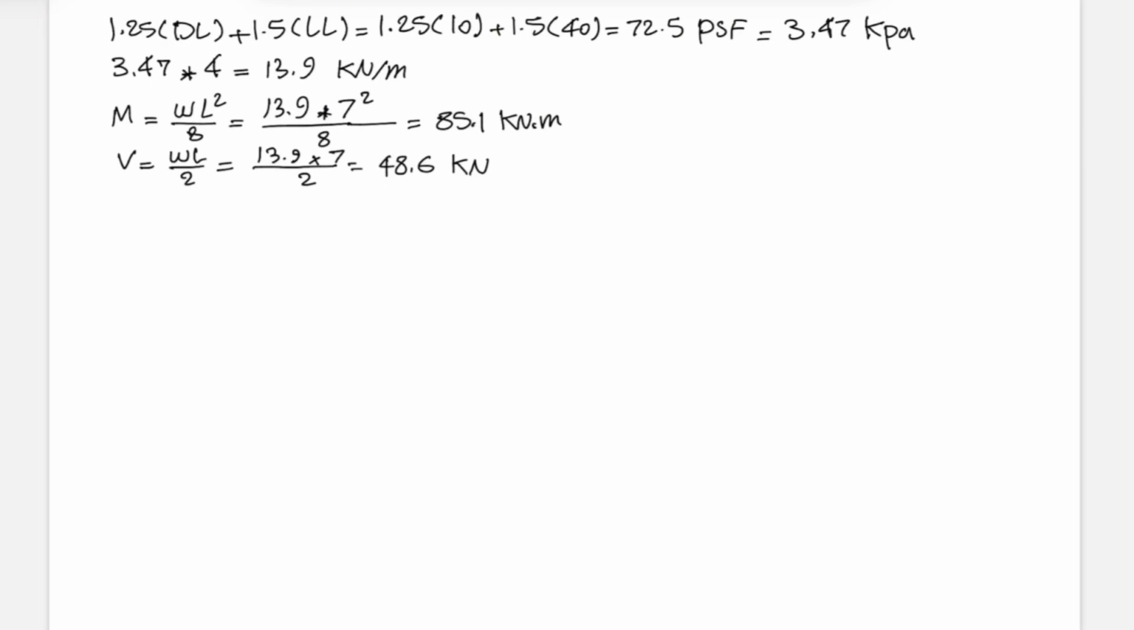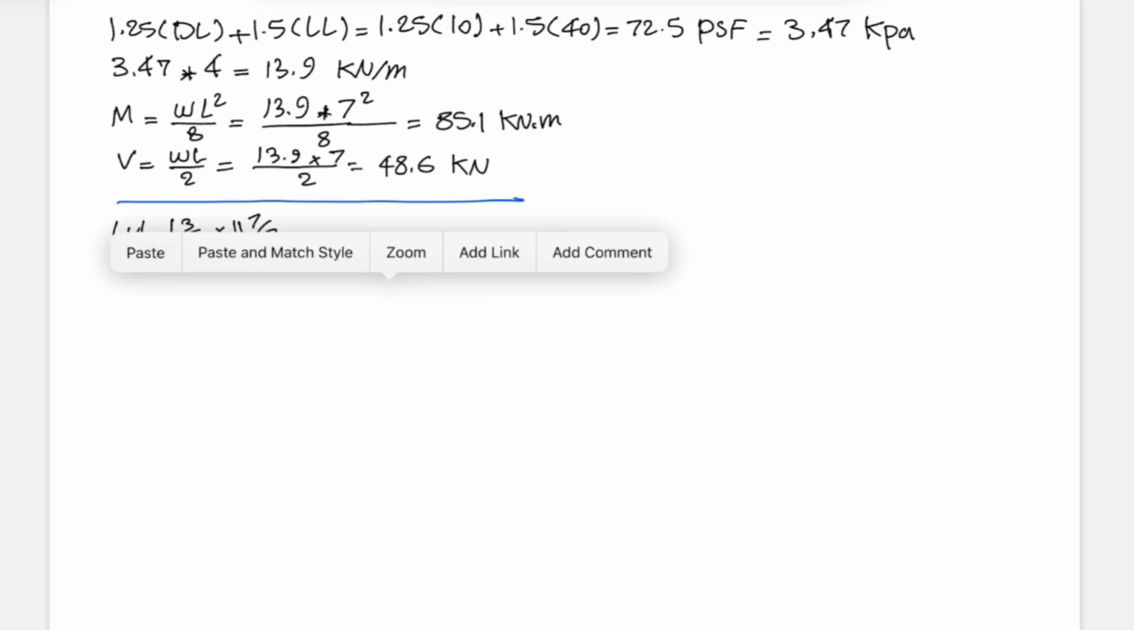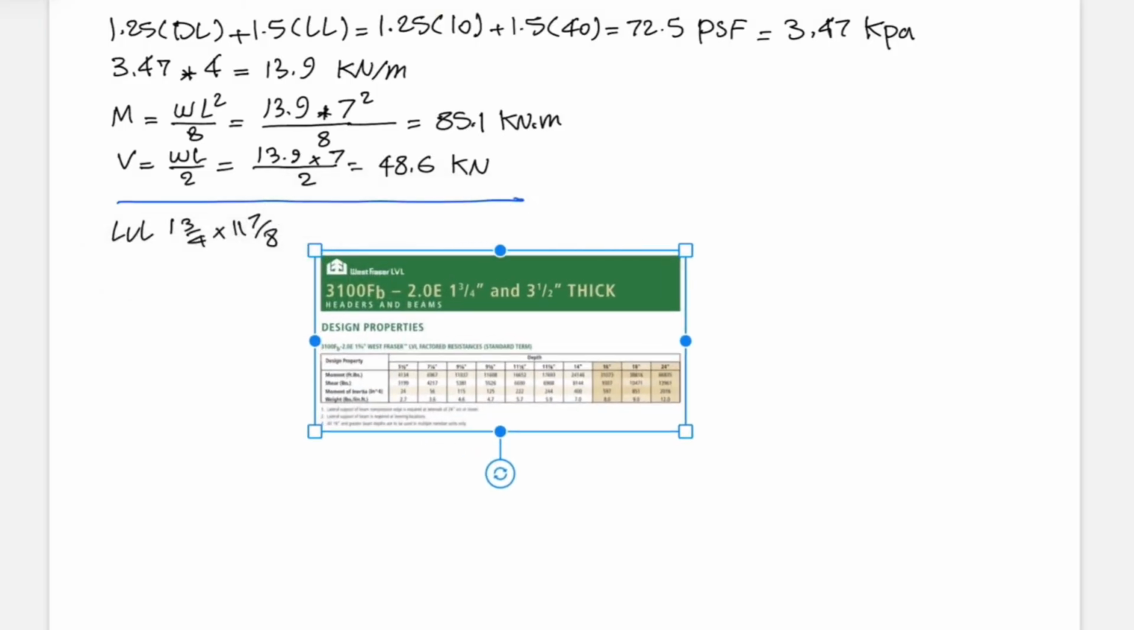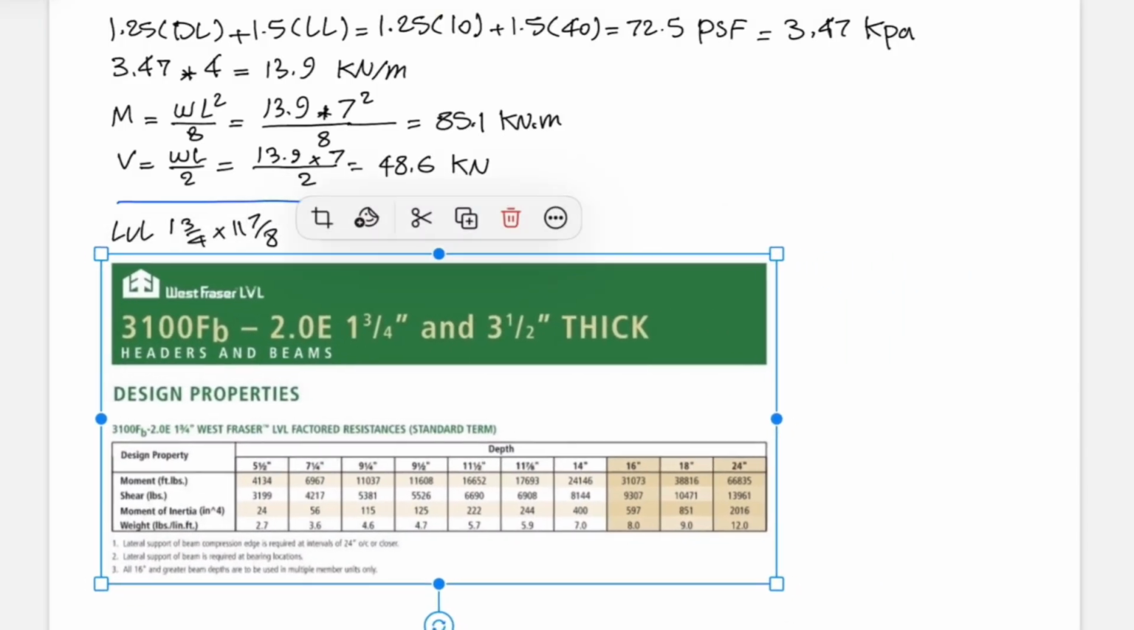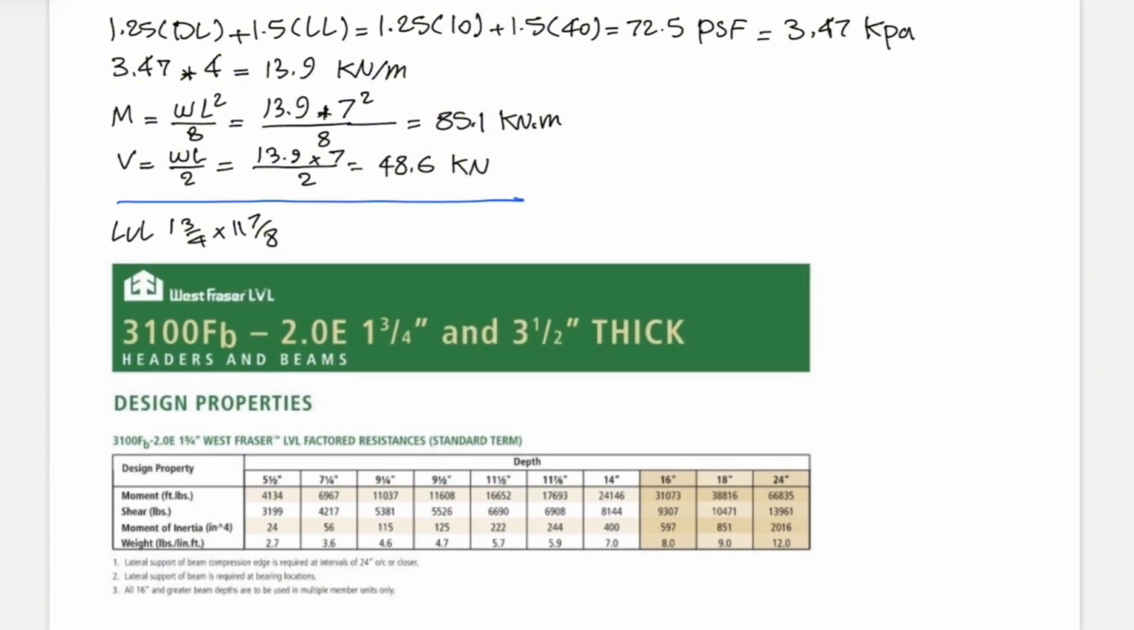Now it's time to size the beam. Let's try LVL beams first. So we're going to use LVL 1 3/4 by 11 7/8. To obtain the bending and shear capacity of this LVL, we should go to the manufacturer's design tables. I bring an example here. You can see for 11 7/8, this part of the table gives us the information that we need.